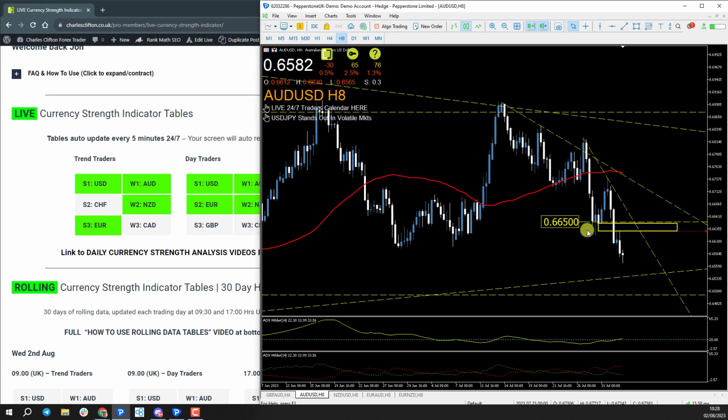But I'm expecting some pullbacks in the Aussie US dollar market. We do have some dollar data coming up today. We have the ADP non-farm employment change at 1:15 today, so that could be the catalyst that drives prices around and see price maybe pull back into this zone. So I'm going to set an alert, we'll see what happens, and I'll catch you in the next video.